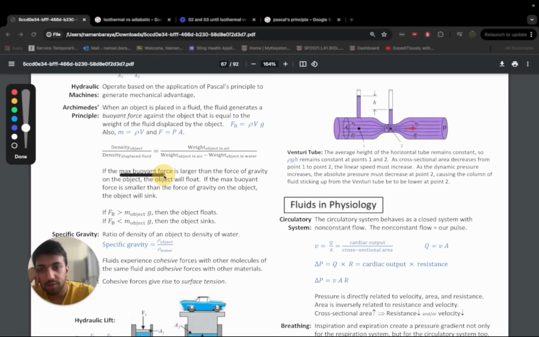If the max buoyant force is larger than the force of gravity, then the object's going to float. So that makes sense. If this force is greater than this force, then it's going to float. But if the buoyant force is lower than the force of gravity, then it's going to sink. So that's just kind of self-explanatory. And that's what this is saying too.